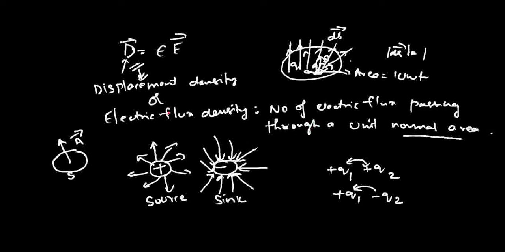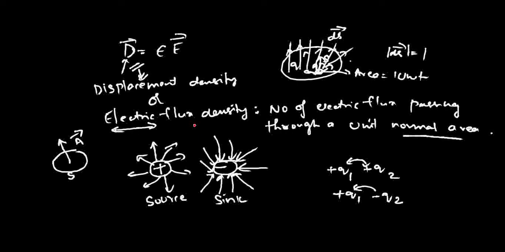Okay, so like I said in the previous class, D bar is referred to as displacement density or electric flux density. So we may sometimes call it displacement density, or sometimes refer to it as electric flux density. Many times in the literature you will hear this terminology, because it is quite popular.